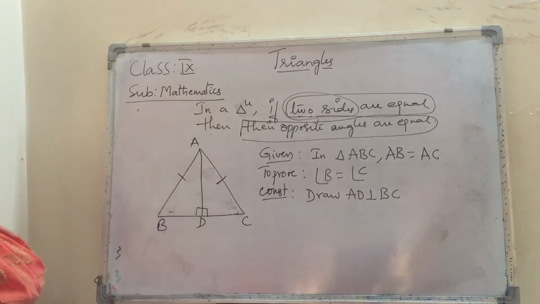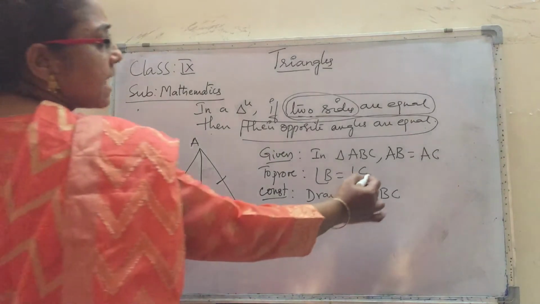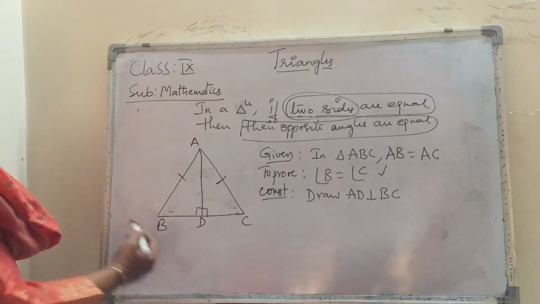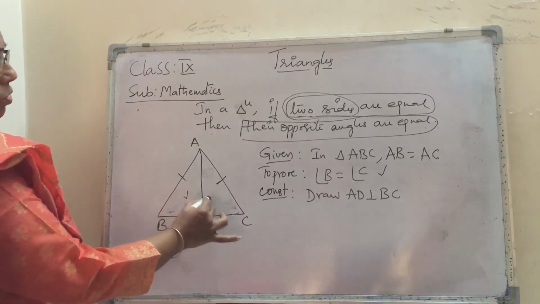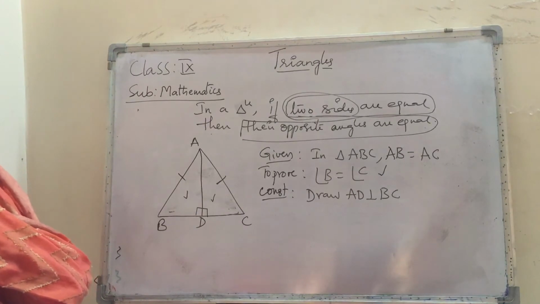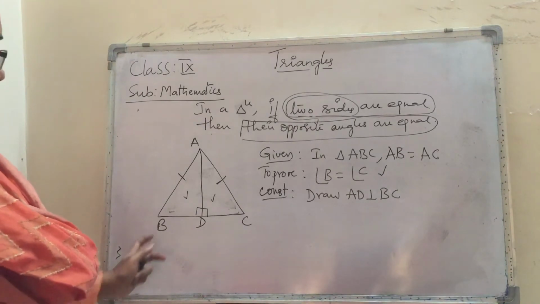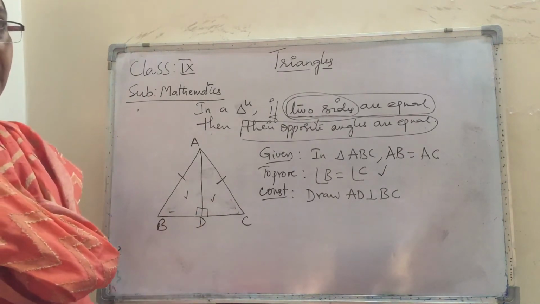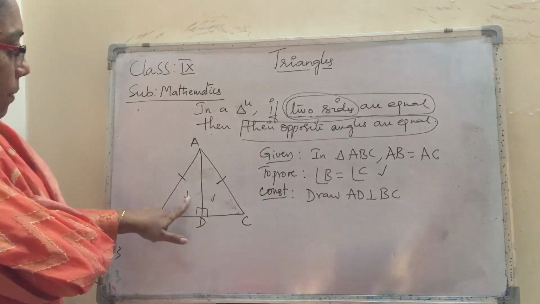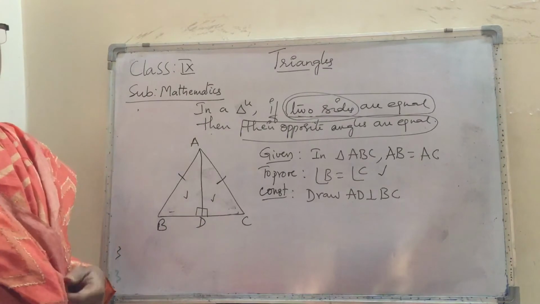Okay. Now, for proving this angle B equal to angle C, what can we do? If we make these two triangles congruent, then we can say corresponding parts are equal. See, angle B and angle C are corresponding parts. So, we can say they are equal if we can prove these two triangles are congruent.